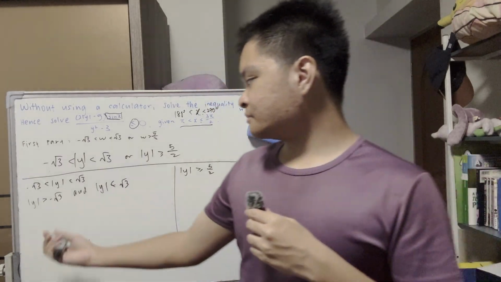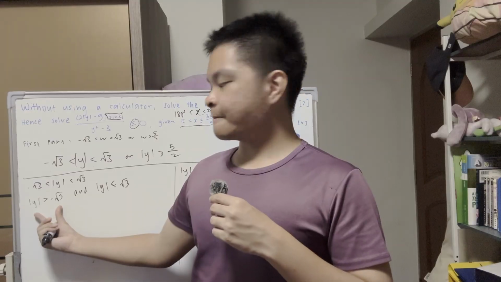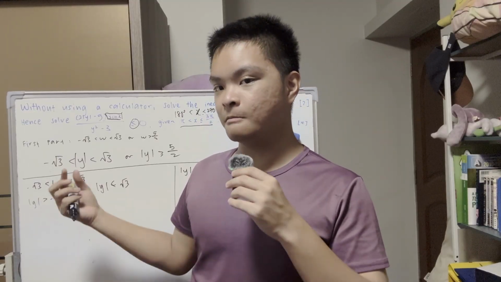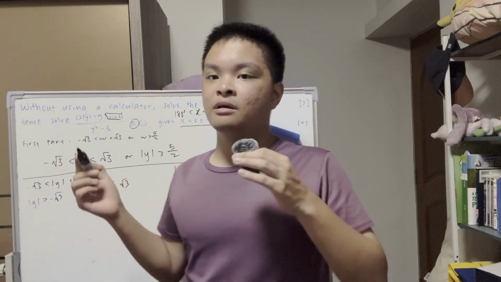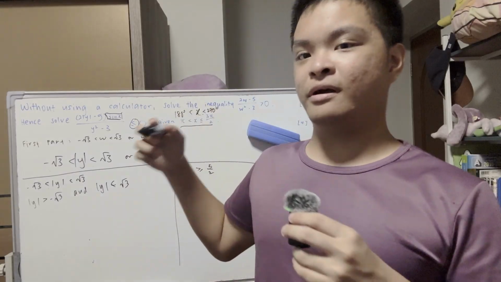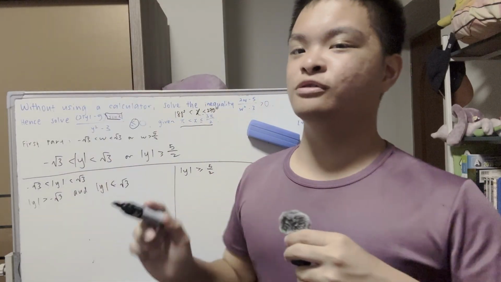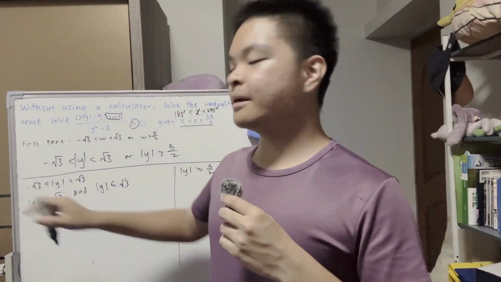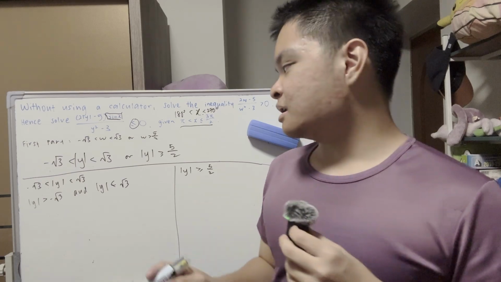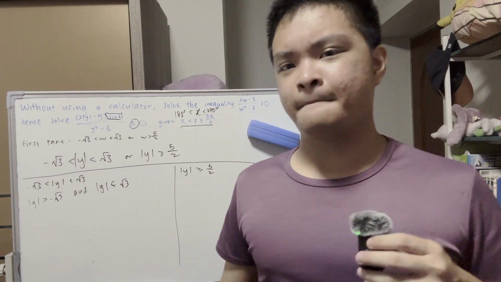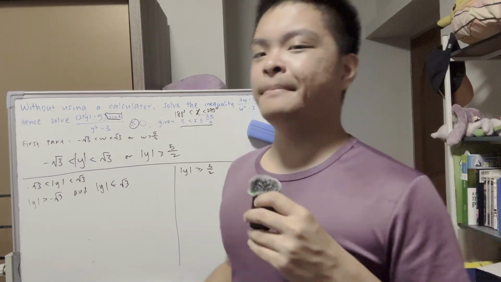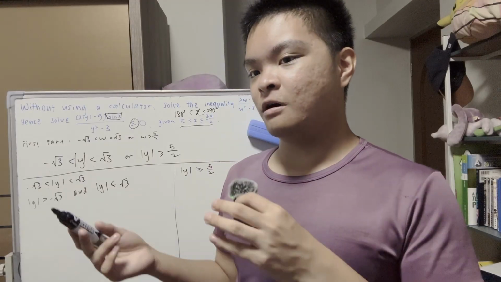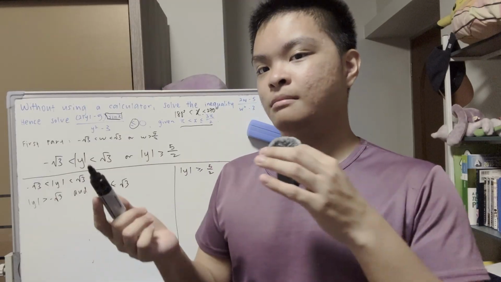Now, if we take a look at this, modulus of y is more than negative square root 3. It seems a bit weird, right? You're saying that you want to find the values of y in which if you take modulus of it, it will be more than a negative number. But isn't the condition for a modulus to be always positive?